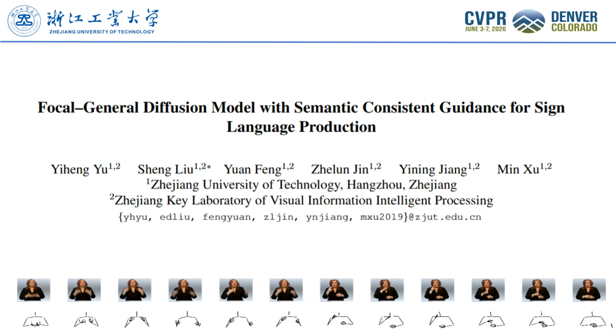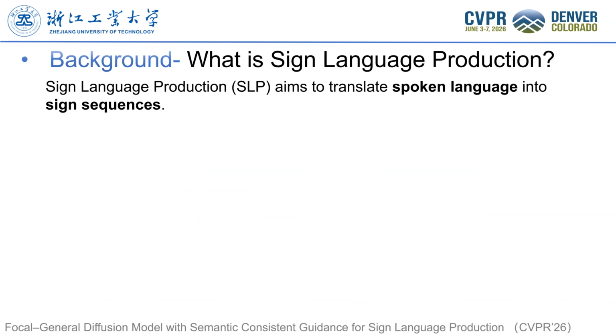I'm very excited to share with you our work on sign language generation, which we recently presented at CVPR 2026. The title of our paper is Focal General Diffusion Model with Semantic Consistent Guidance for Sign Language Production. First, let me introduce what sign language production is.